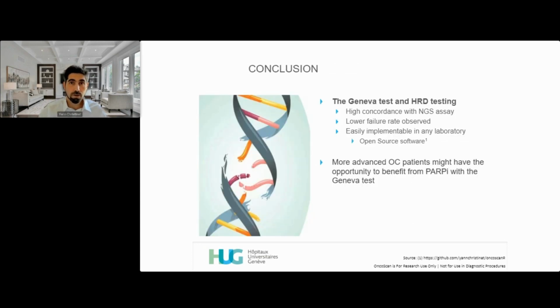Now to conclude, we've shown a really high concordance between the NGS approach and the Geneva HRD test, a lower failure rate for the Geneva test, and also the software is open source, so anyone who wants to implement it in his lab, it's available online. And last but not least, all of these results together suggest that more advanced ovarian cancer patients might have the opportunity to benefit from a PARP inhibitor if tested with the Geneva HRD test.